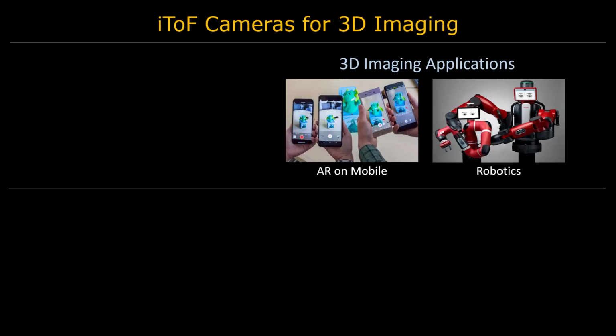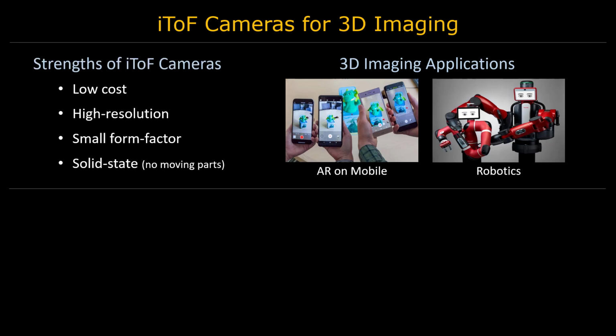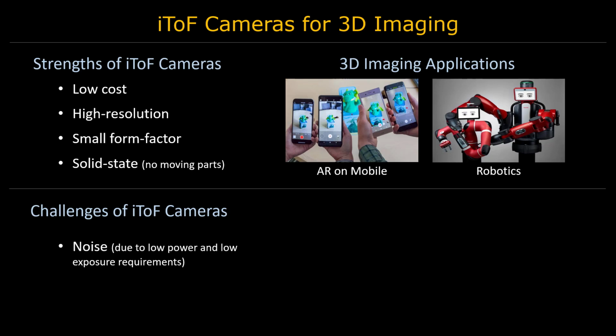iToF cameras can enable emerging 3D applications such as augmented reality and robotics due to their low cost, high spatial resolution, small form factor, and their solid-state implementation. However, they face important challenges. First, these cameras often operate in low SNR settings due to practical constraints such as low power and low exposure time. And second, they suffer from multipath interference, or MPI, which is caused by indirect light paths hitting the sensor.